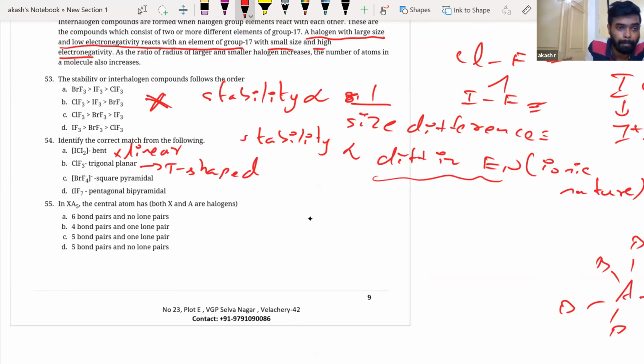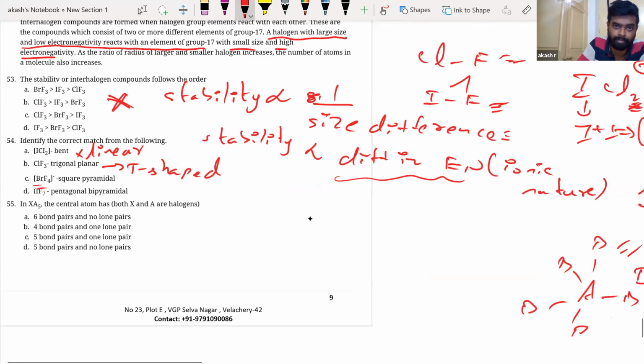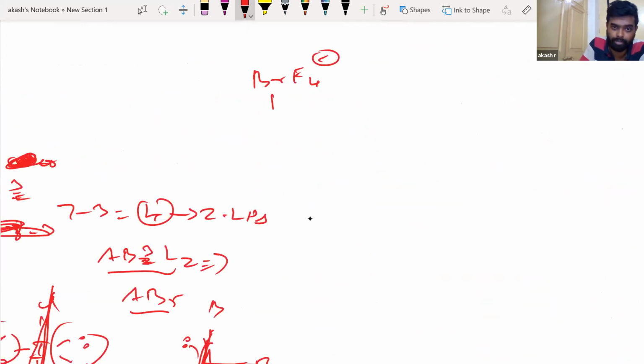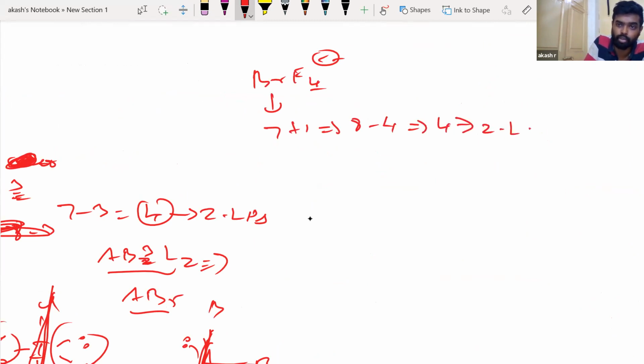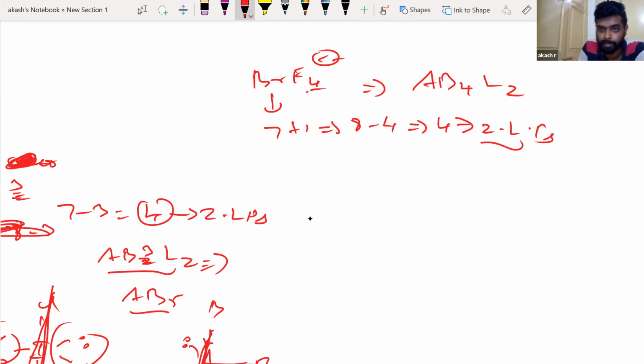Okay. Fine. BrF4 minus, we'll try to check. Now bromine has 7 valence electrons plus 1 because of the negative charge, so 8 valence electrons. 4 are involved in bonding. So 4 electrons left out, that means 2 lone pairs. All right, now this is of the form what? AB4L2, right? 2 lone pairs and 4 bonding atoms.